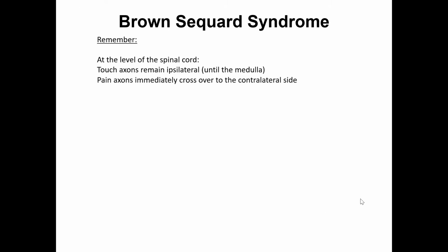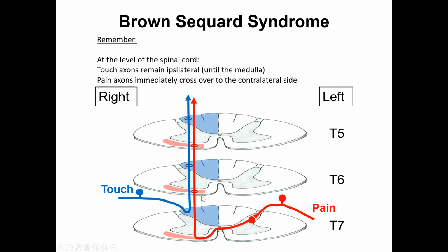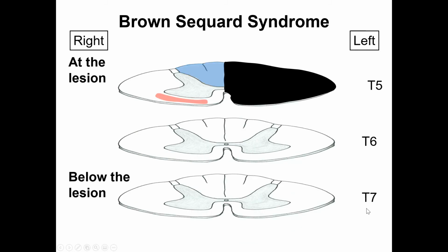Remember, at the level of the spinal cord, touch axons enter the spinal cord and immediately ascend on the ipsilateral side all the way to the medulla. However, pain axons enter, they synapse, decussate to the other side and ascend on the contralateral side. That's very important to understanding the dissociation between the touch and the pain deficits you see in Brown-Sequard syndrome.